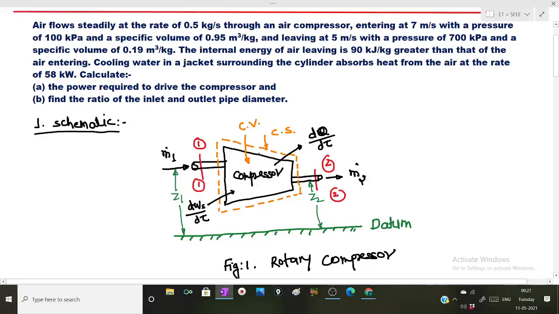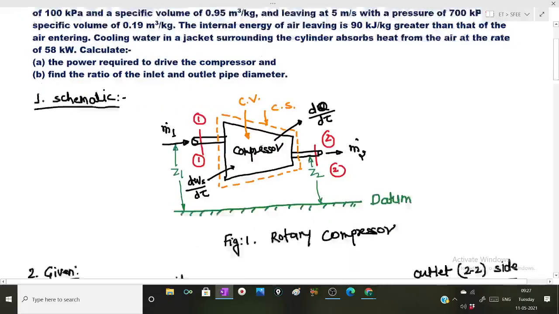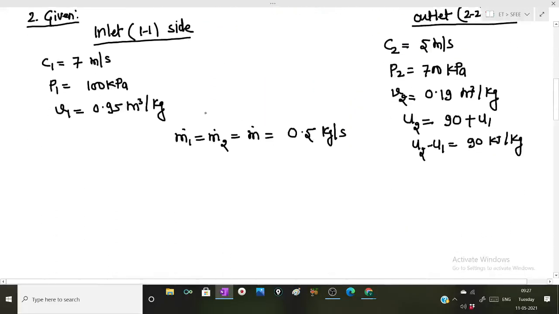So what will be the sign of this heat transfer? The sign of this heat transfer, that is dq by d tau, rate of heat transfer, I can also represent it by q dot, as minus 58 kilowatt. Air being the working fluid in the compressor is rejecting heat to the surrounding water. That means the sign of this heat transfer from the air to the surrounding will be minus 58 kilowatt. Okay. So these are the things given to you in this problem.